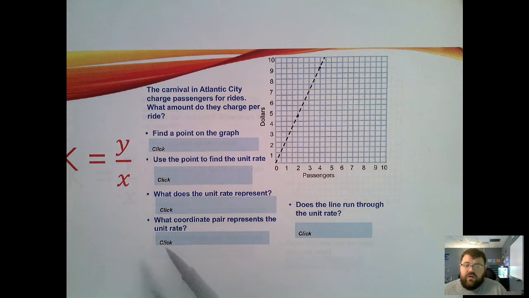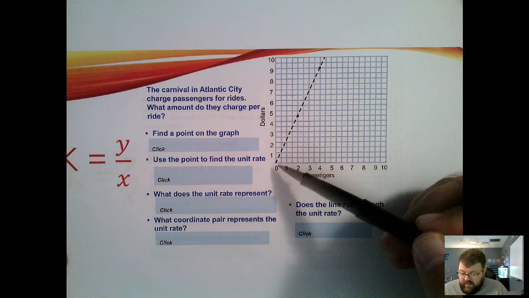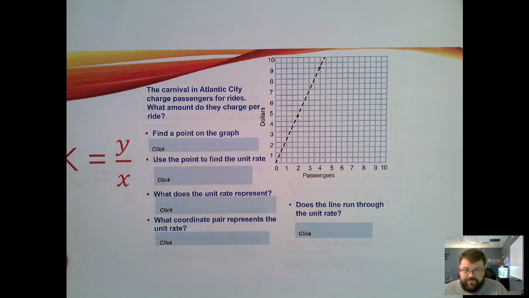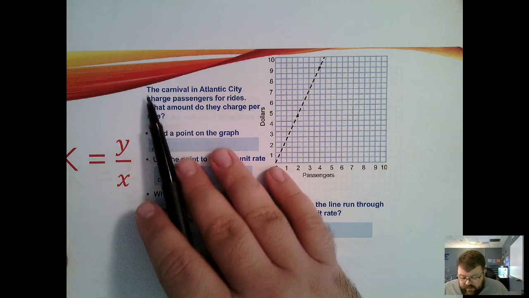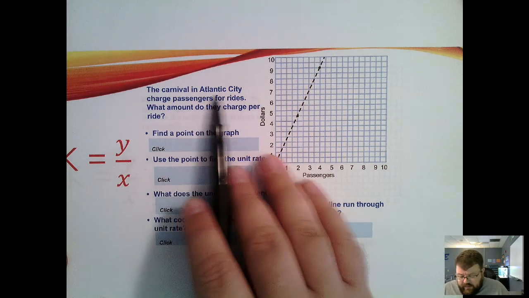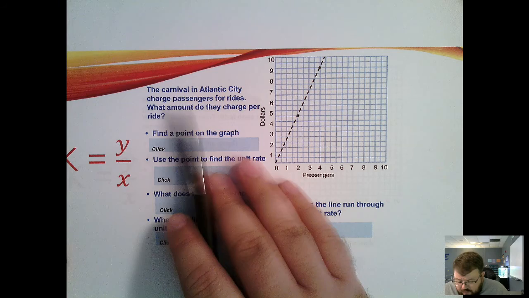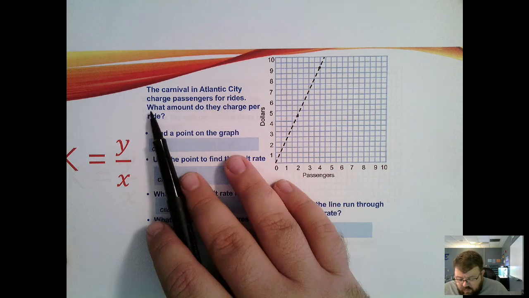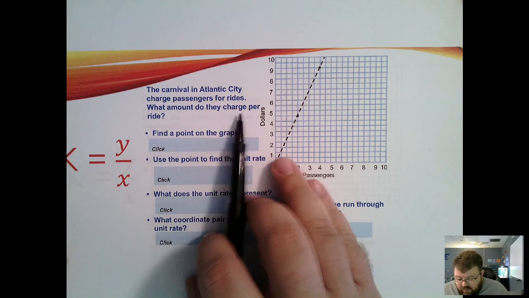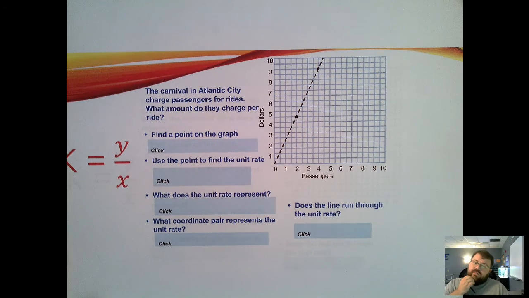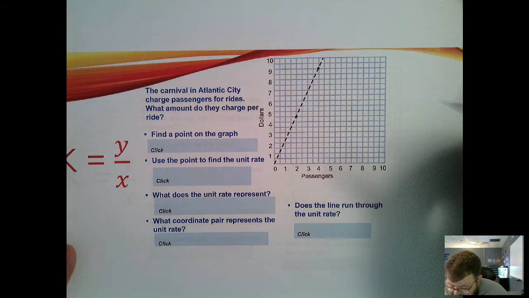Okay, you should know that it's proportional because it's a straight line and it passes through the origin. The carnival at Atlantic City charged passengers for rides. What amount do they charge per ride? Okay, so the first thing that you need to do to answer this question is to pick a point. I'm going to give you the point.